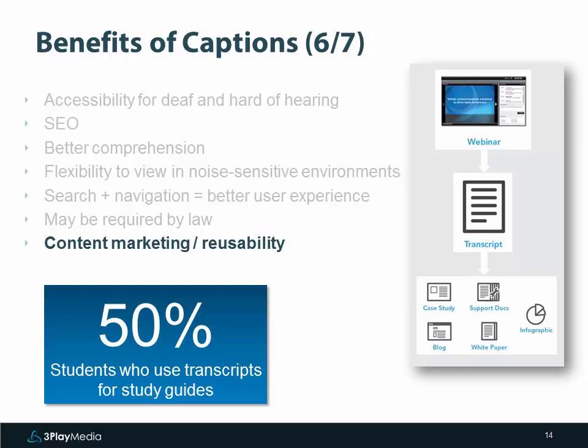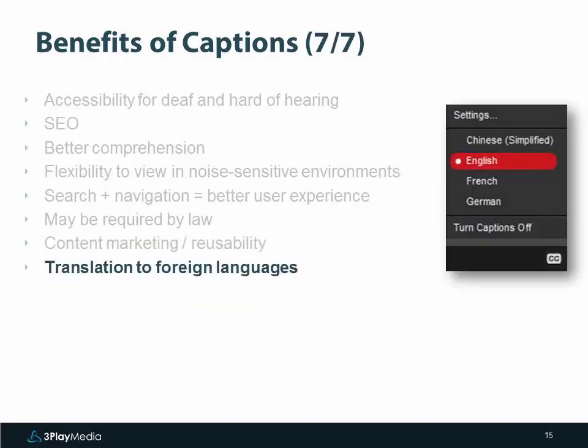This is coming out of University of Wisconsin. They did a study with some of their graduate students, and they found that 50% of their students use the transcripts for the videos. They actually download them or print them out, and they use them as study guides, which is really interesting. And then what a lot of our customers are also doing is they're taking a transcript for a video, for example, from a webinar, and they're using that transcript to create a lot of different derivative works, such as case studies, blog posts, and white papers. Professors often use transcripts as a starting point to create journals and even to write textbooks. And lastly, transcripts and captions are used as a starting point for translation and the creation of multilingual subtitles to foreign languages.